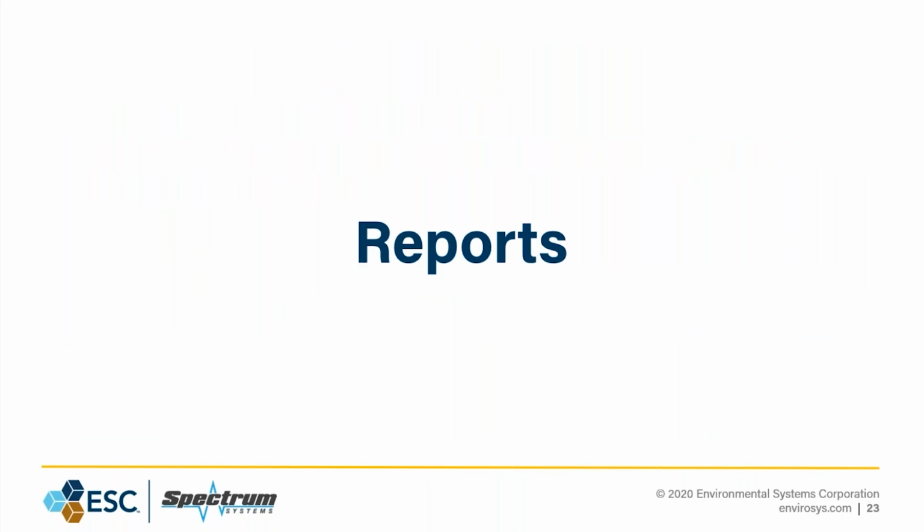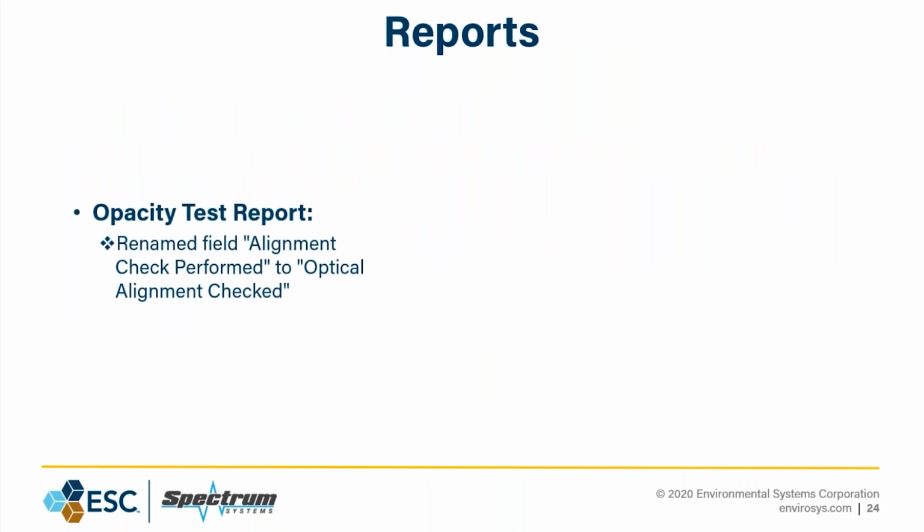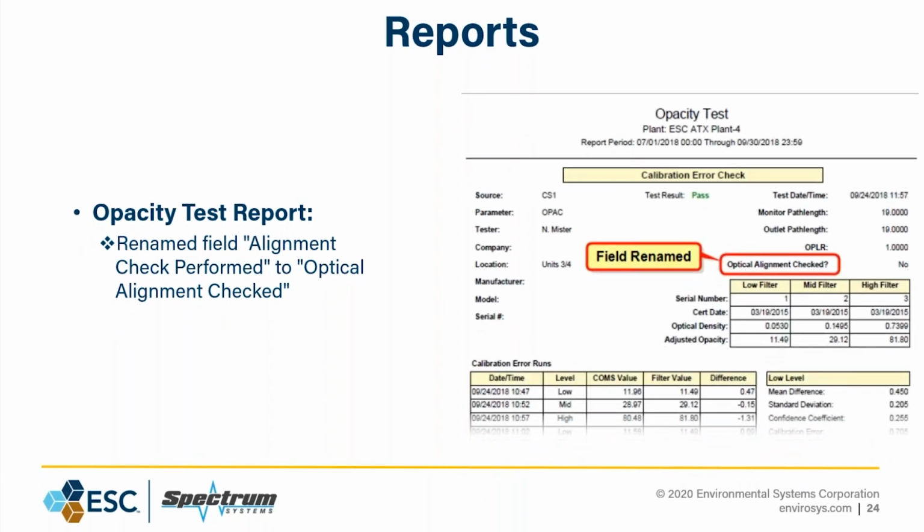On to reports. So opacity test report had a renamed field: align checked perform is now named optical alignment checked. That was better to clearly state what the actual opacity test is doing, so that renaming to optical alignment checked is more clear for the report.